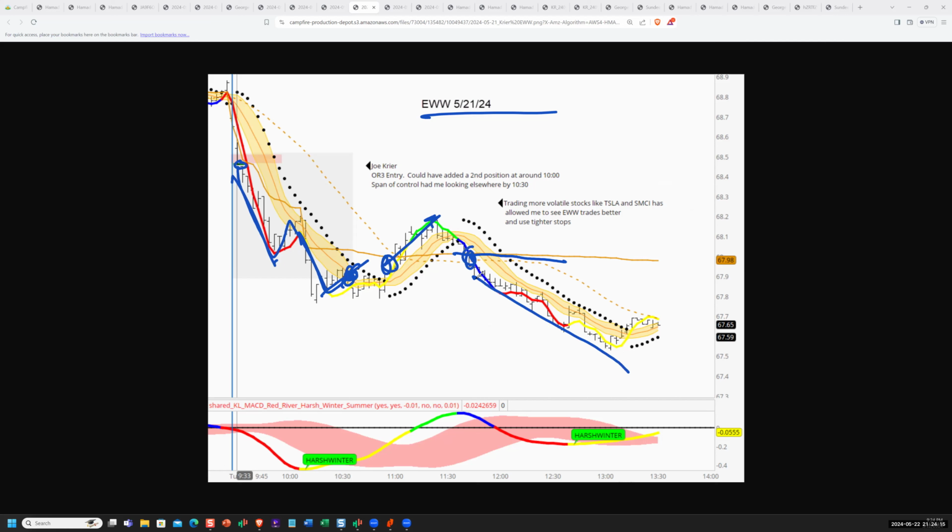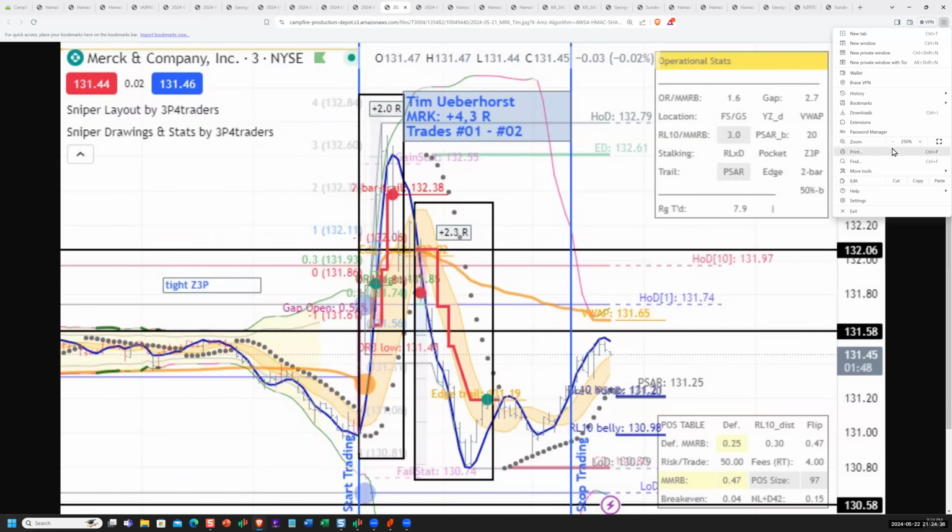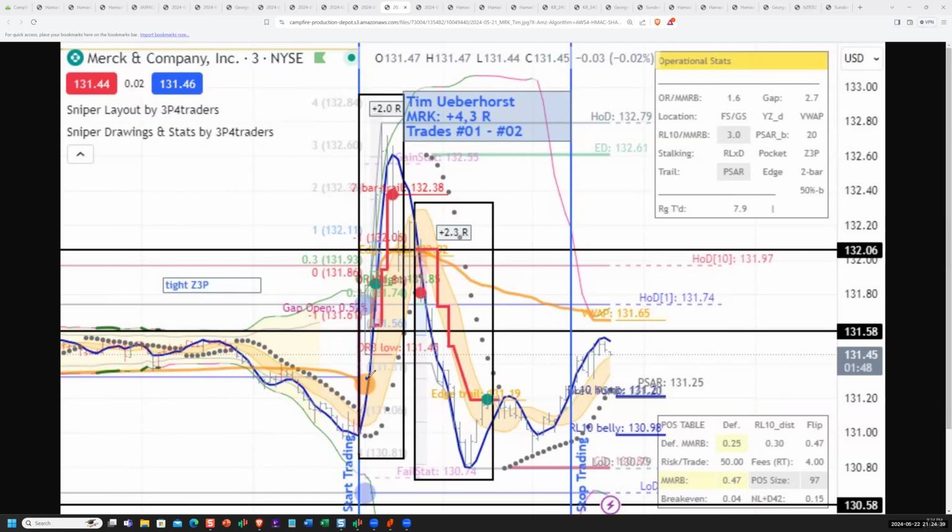Add your R totals so we can assess performance here. Here's Tim on Merck, trading 3 minutes. And he gets the gap and go, standard risk, and cash, and waits for it to come through the VWAP and gets short with standard risk, crushes it, exits, 4.5R. We like it.